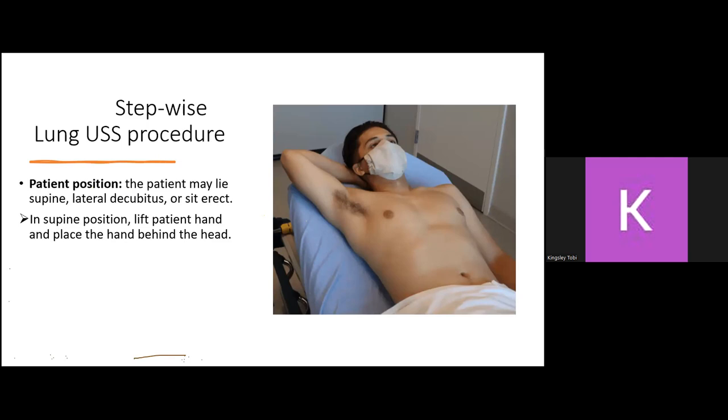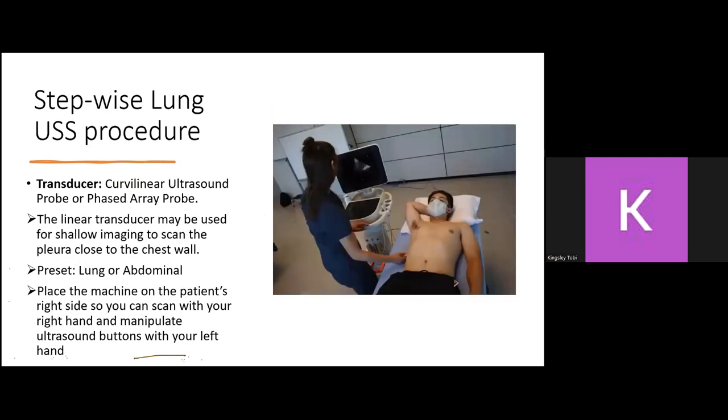Sometimes you may need to put the patient's hand behind their head. Then select your transducer. Most of the time, I like to use the linear probe, because the lung is superficial. Put your machine in the lung or abdominal preset, and place the machine on the patient's right side. If you're right-handed, you do whatever you want to do with your right hand. Don't forget that the probe marker should be towards the patient's head as you move downwards from the anterior chest to the lateral and to the posterior chest wall.